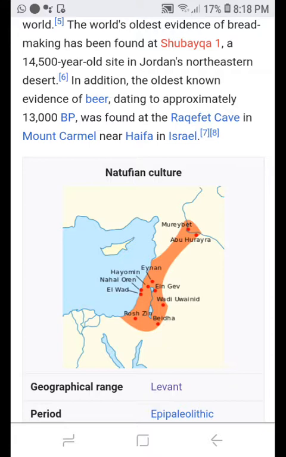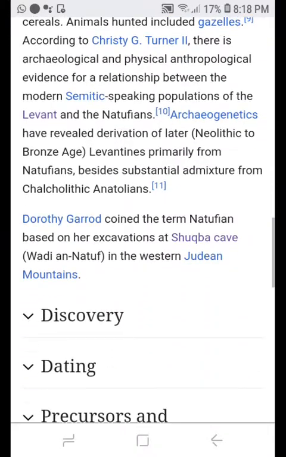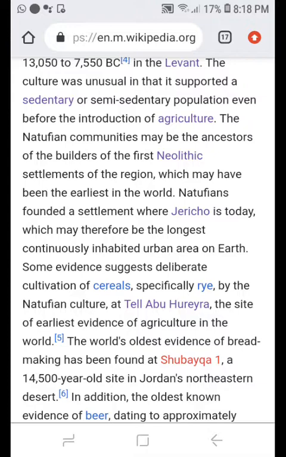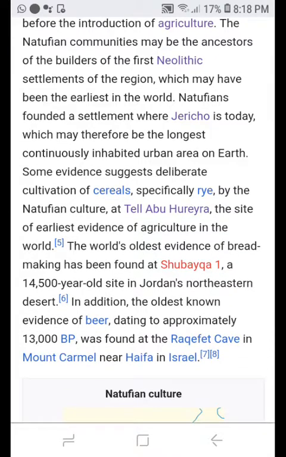The oldest known evidence of beer, dating to approximately 13,000 BP, meaning before present, was found at the Raqefet cave in Mount Carmel near Haifa in Israel. Now, these people letting you know that. Let me just bounce up here right quick. The Natufian community is maybe the ancestors of the builders of the first Neolithic settlements of the region, which may have been the earliest in the world. Natufians founded a settlement where Jericho is today.